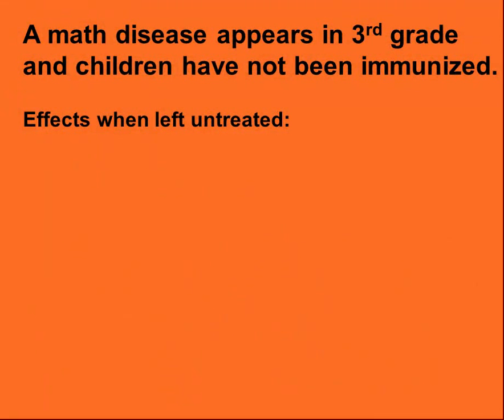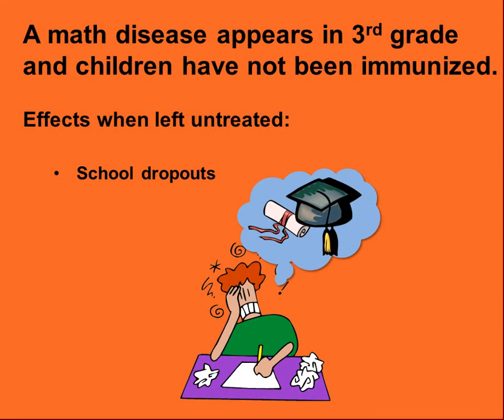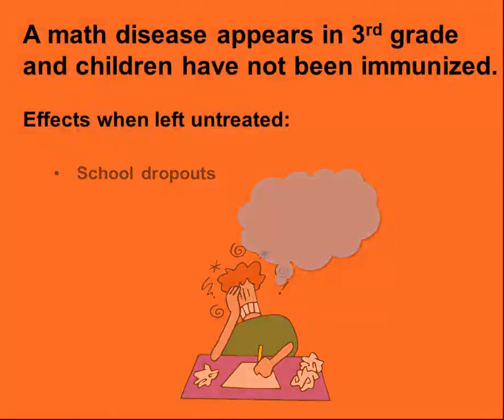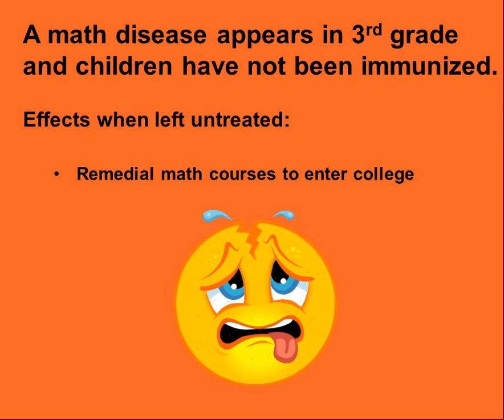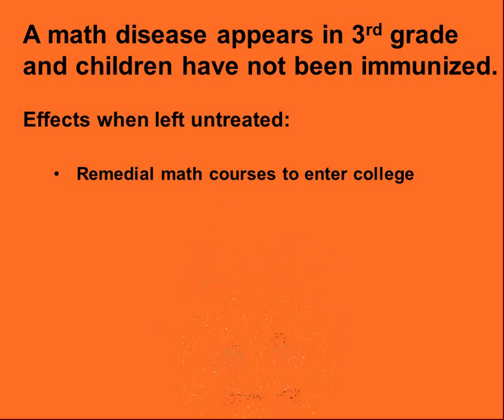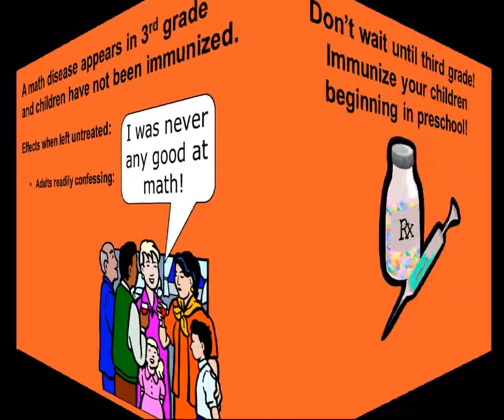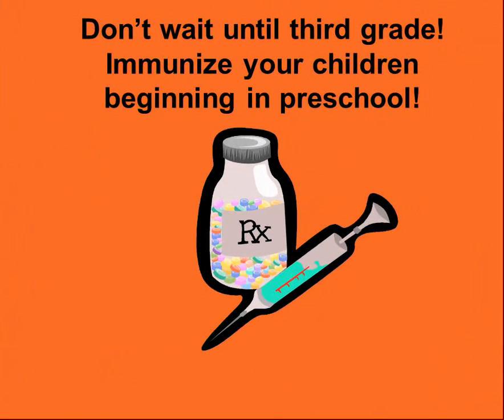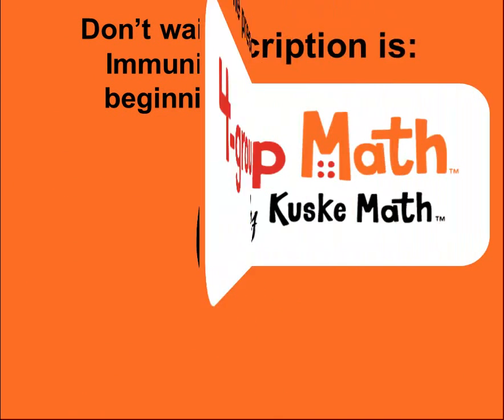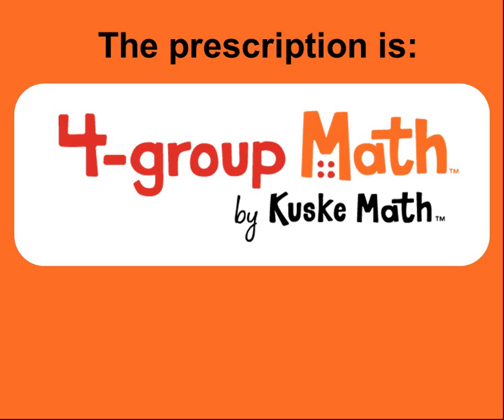Discouraged children, kids who drop out of school and lose their dreams, kids who can't get into college. Some people never recover. Don't wait until 3rd grade. Immunize your children beginning in preschool. The prescription is 4-group math.